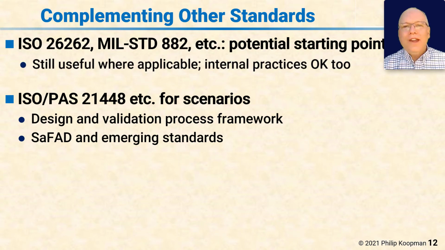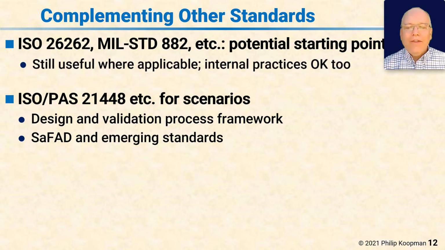4600 complements other standards. ISO 26262, MIL Standard 882, and so on are potential starting points. Those standards should be used where applicable, especially for functional safety. Other emerging standards can also be applicable. For example, ISO PAS 21448, having to do with SOTIF analysis, and design and validation process frameworks, and SafeAD and emerging standards. All these sorts of things can and should be applied when applicable.